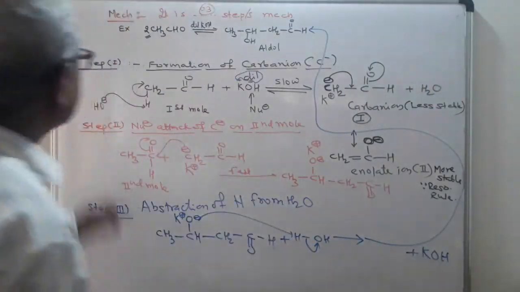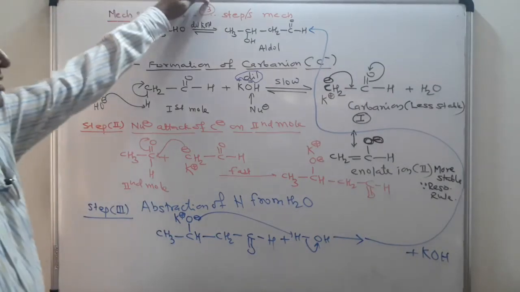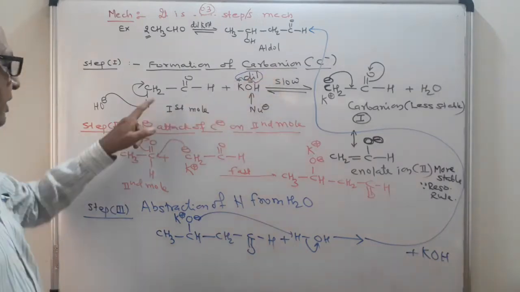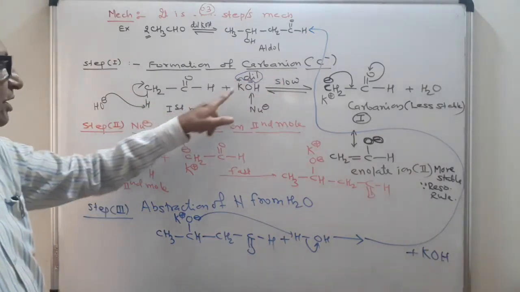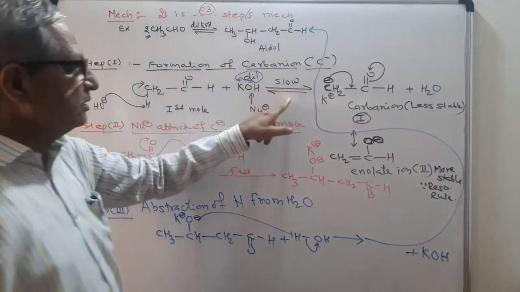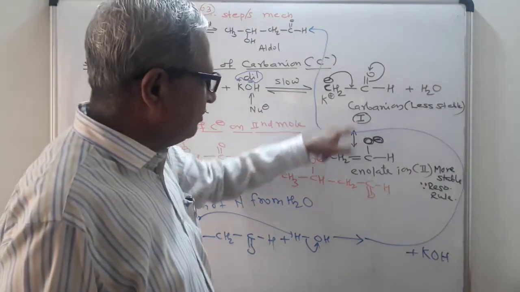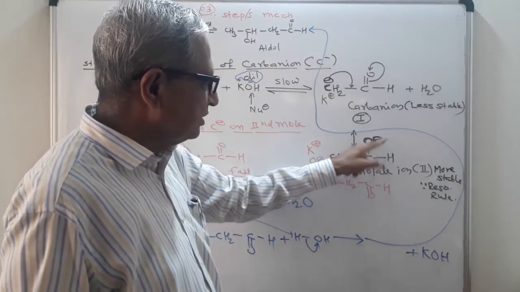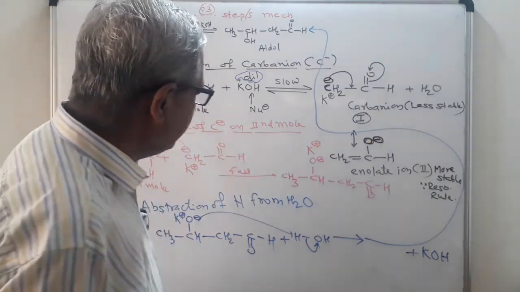Take a brief revision of the mechanism. It is a three-step mechanism. Step first, formation of carbanion. When the first molecule of aldehyde is treated with KOH, the step is slow. You will get a carbanion. It is stabilized by resonance. The second structure is more stable because the negative charge is present on the more electronegative element, oxygen.